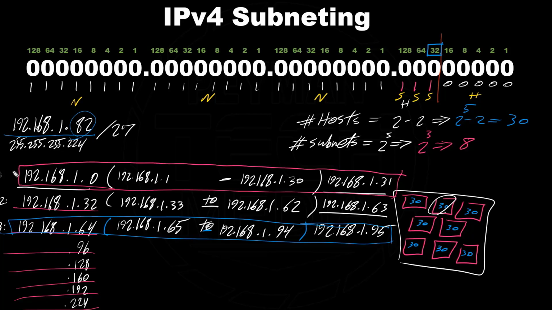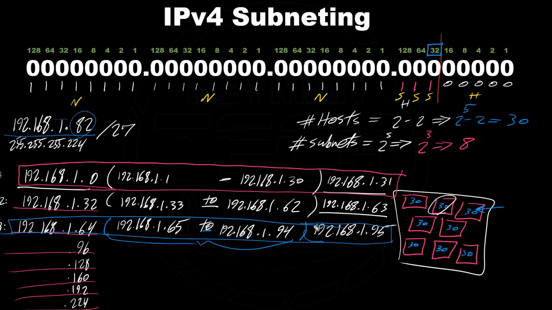And therefore, let's say if this is the third subnet, and here 1, 2, 3, so this IP address would be on this subnet. So it's between 1.65 and 1.94, it's in this range.